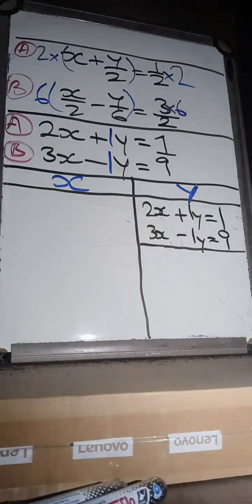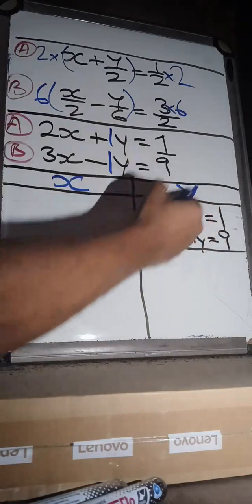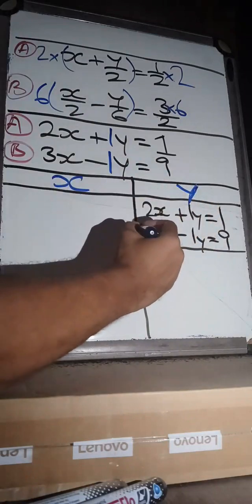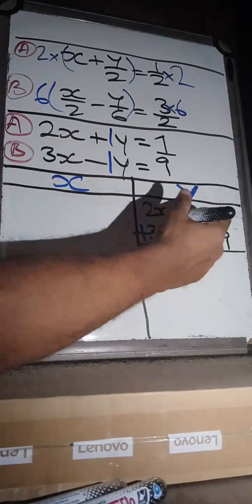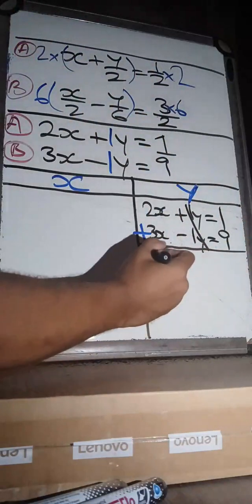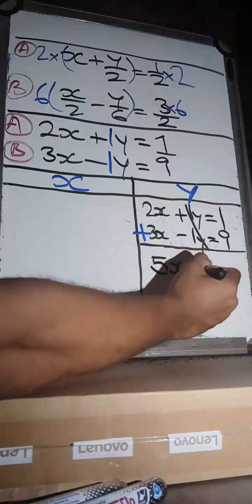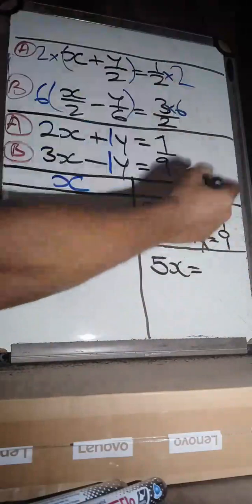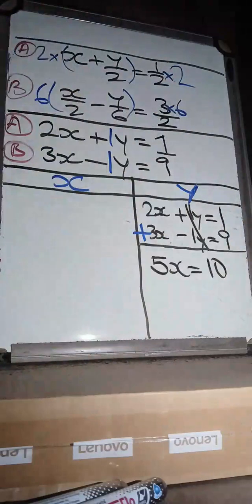Now, they have opposite signs. When you have opposite signs, you're going to add them. Just for the fun of it, 1 plus minus 1 is obviously going to be 0. Now, 2 plus 3 is 5, so we have 5x here, as in 2x plus 3x, and 1 plus 9. Right? So that looks like we can figure that out.